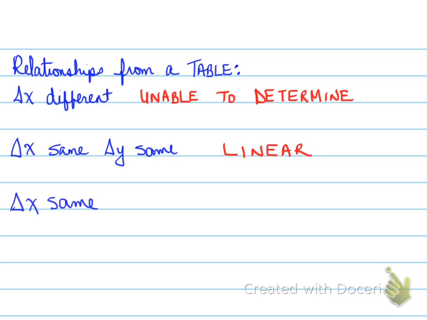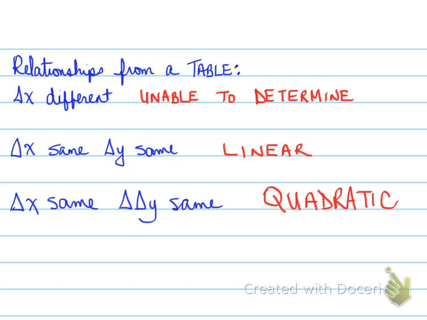Now, what happens if you have delta x the same, but delta y is different? Well, you go on to do delta delta y. Sometimes delta delta y is the same, and that means the second differences are the same. And the second differences being the same means that it must be a quadratic relationship, because again, delta y is the first difference, delta delta y is the second difference. So second difference means quadratic.